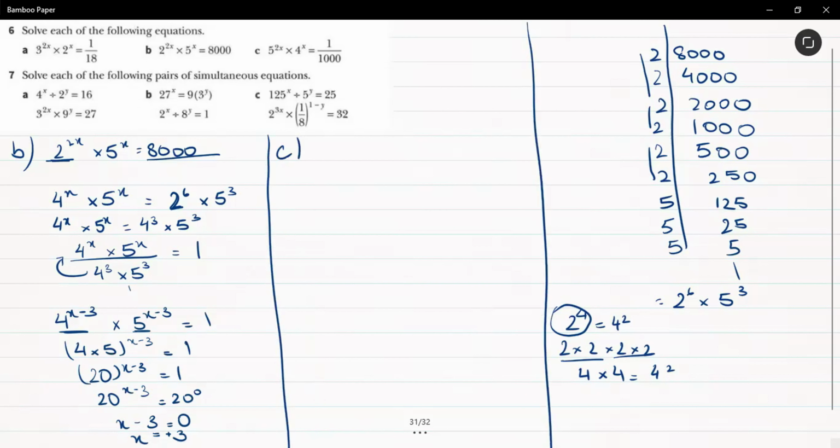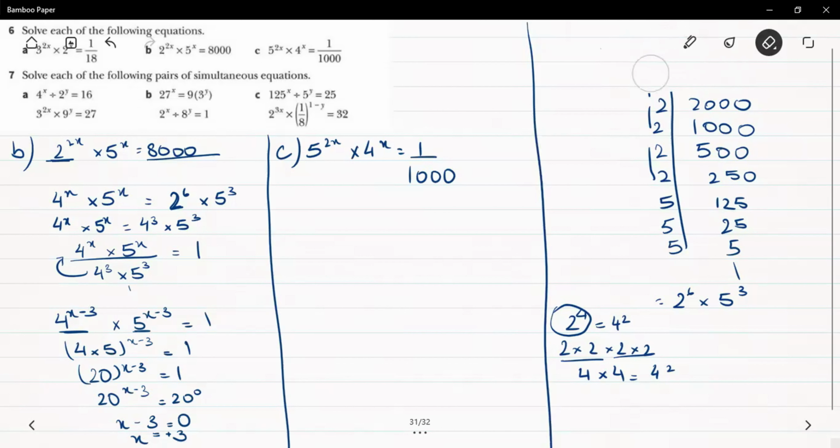Okay. So for part C, we have 5 raised to power 2x multiplied by 4 raised to power x is equal to 1 over 1000. Now, what I'm going to do is I need 2 and 5 in terms of 1000. I'm going to erase this, and we are going to get the LCM of 1000. That's how you reuse your answers.